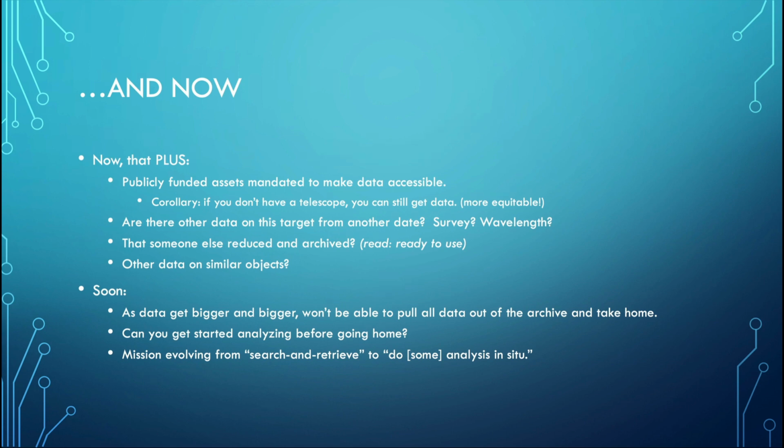Soon, because the data are getting bigger and bigger and bigger, we're going to be in a situation where we literally cannot pull all the data out of the archive and take it home. So there's going to have to be some analysis that happens at the archive before astronomers take it home. And this is a huge sea change in the way astronomers think. Not all astronomers are taken to this easily, mind you, but it is happening. So the mission of an archive is evolving right now from a search and retrieve mentality to do some analysis at the archive and then just take some of it home to work with.